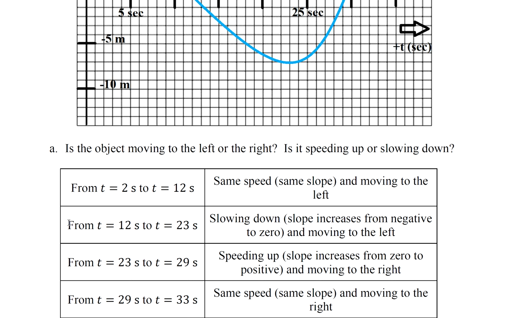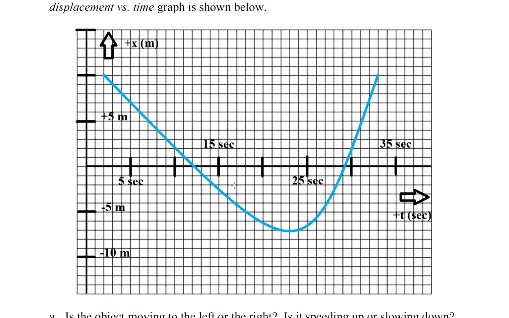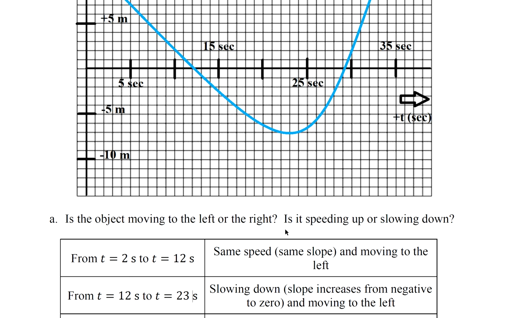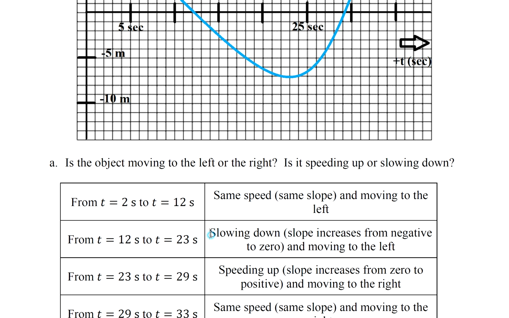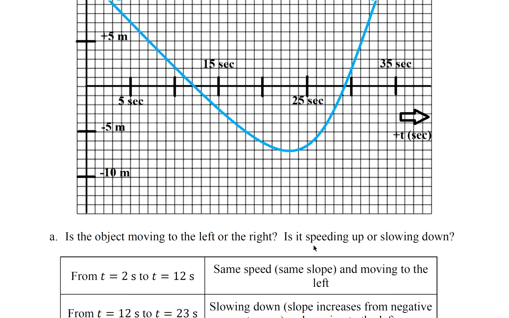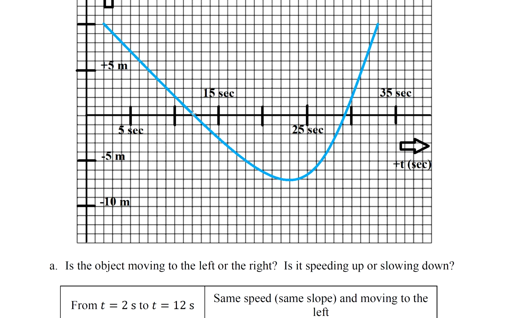Now from 12 seconds to 23 seconds, what's happening? From 12 seconds to 23 seconds, the slope is increasing. You can see that the slope is a constant and then it's increasing to 0. Because it's negative, then it increases to 0. So it's slowing down because the slope increases from the negative to 0 and it's moving to the left. Why is it moving to the left? Because we're below the horizontal axis.